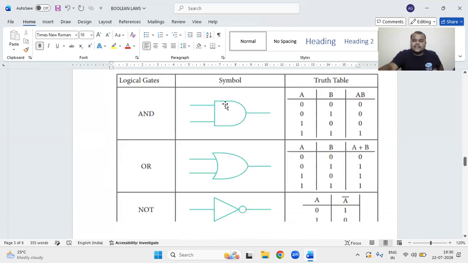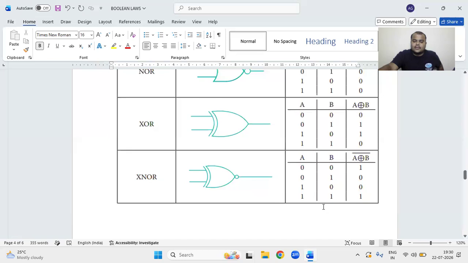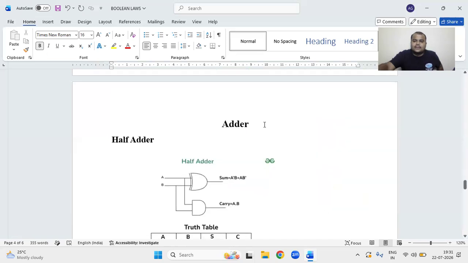Now you know the logic gate symbols and truth tables. Next I go to the adder. The continuation of logic gates is the adder.